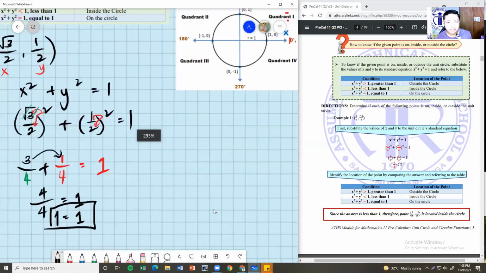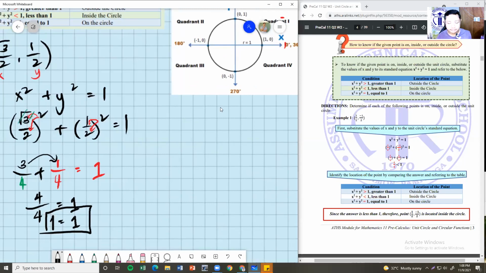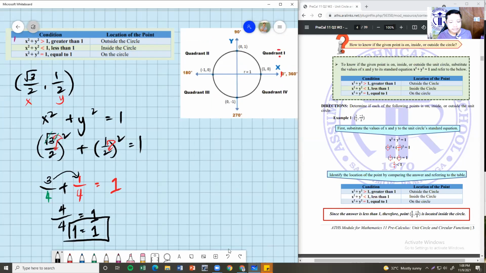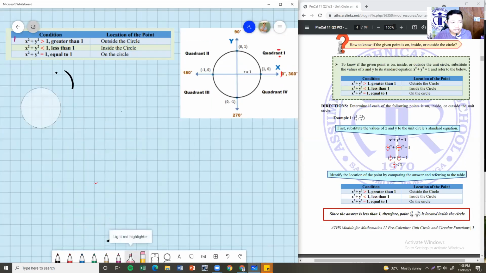Ready? What if we have, this time I will give you the opportunity to solve this. Ready? Identify the location of the point 1/2 and 3/2. Go. Type your answer in the chat box when you're done.